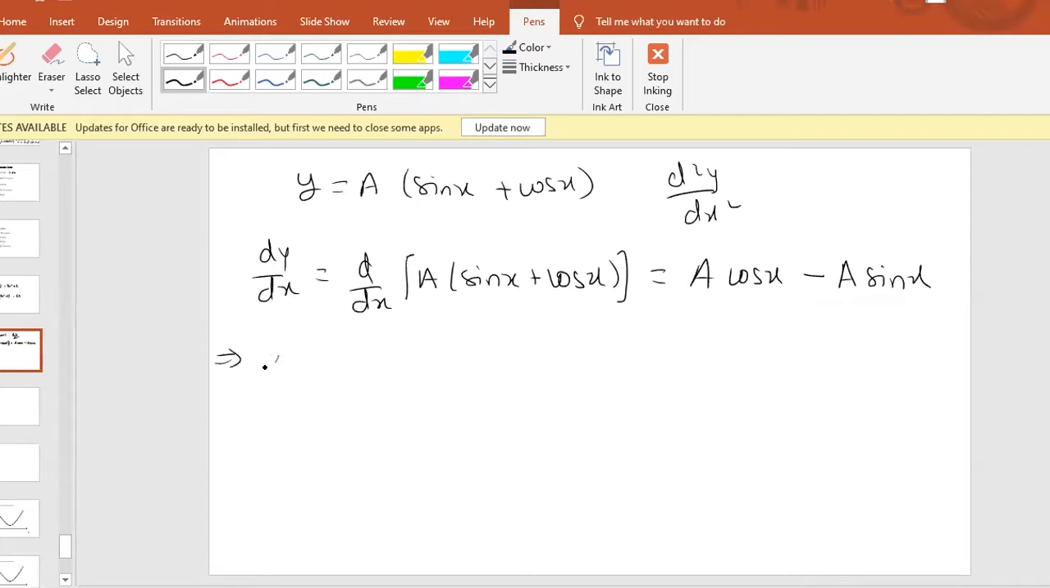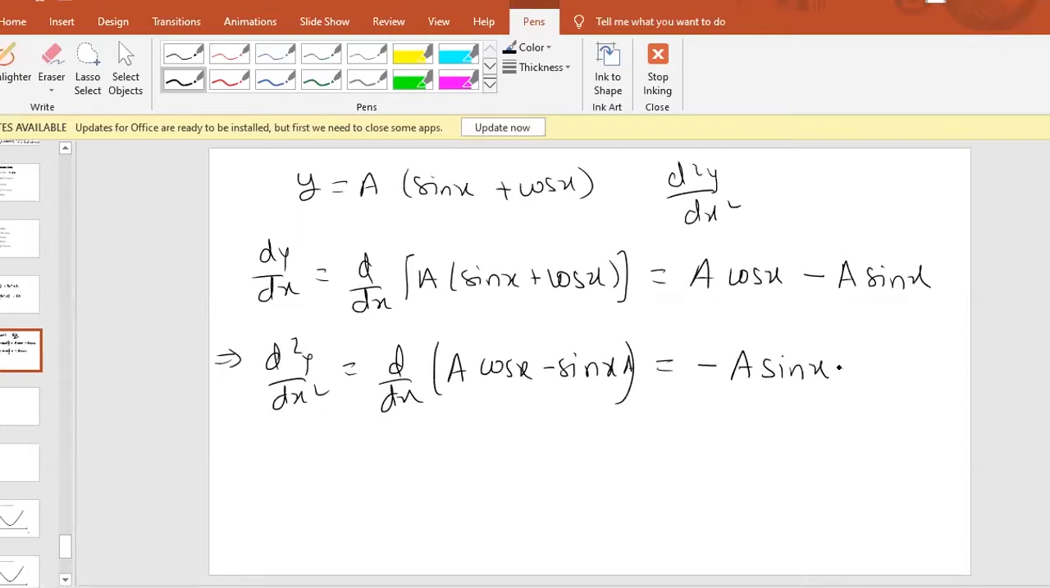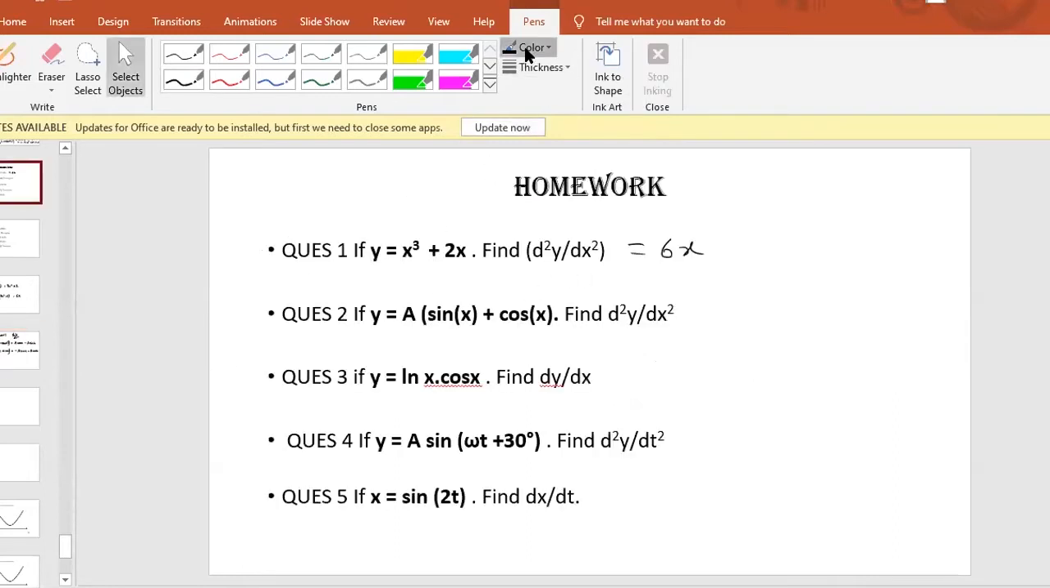Then again differentiate this, d square y by dx square. That would be equal to what? d by dx of dy by dx. That is a cos x minus sin x into a. It would be what? Minus a sin x minus a cos x. That is the answer. So the answer for this will be minus a sin x minus a cos x.